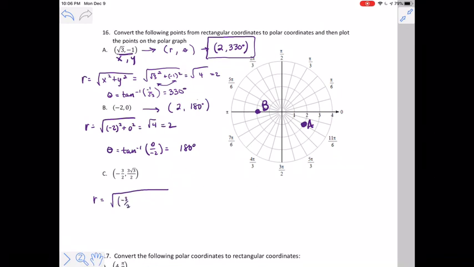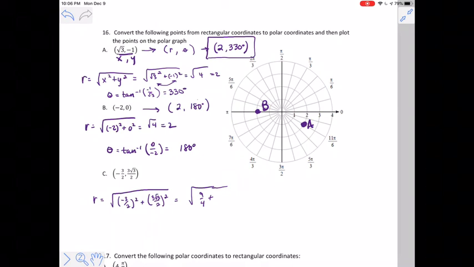Now for part C, same process. Just x squared plus y squared. So 3 root 3, I'm talking about right here. 3 times the square root of 3 squared, that's going to be 9 times 3, which is 27 fourths. So this is 36 over 4, which is the square root of 9, which is 3.